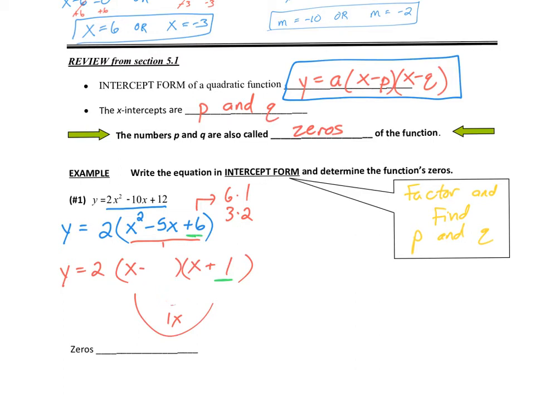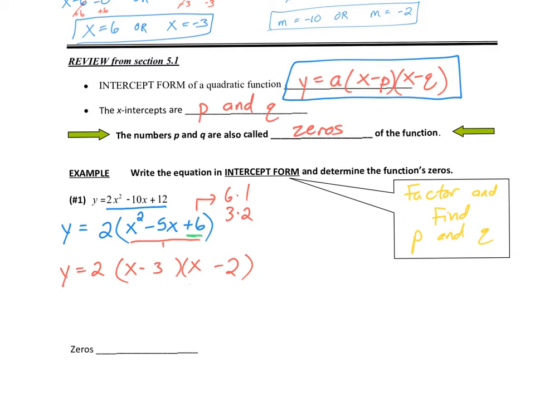Actually, in this one, when you factor it, you're going to do -3 and -2. Because -3x plus -2x is -5x. Right? When you check your inners and your outers, you're going to get -5. And -3 times -2 is 6. So this is the factored form.